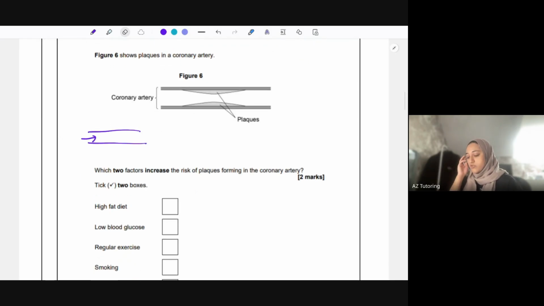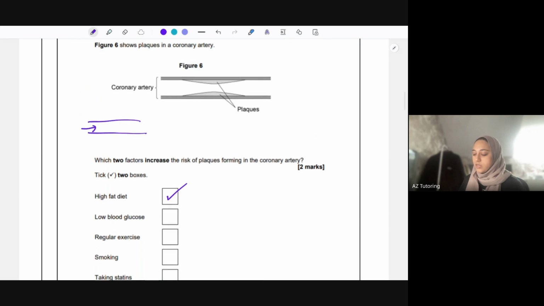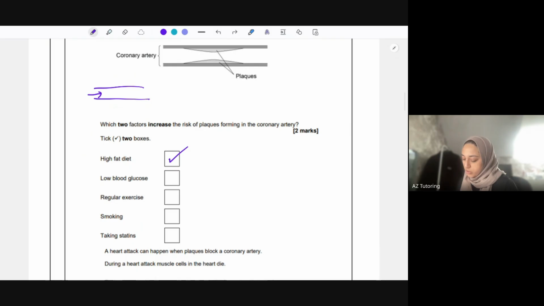It says, which two factors increase the risk of plaque being formed in the coronary artery? Well, a high fat diet definitely increases the risk of plaque. The more fat that you eat, these fatty deposits are going to build up in your arteries, even the coronary arteries in the heart. Not low blood glucose, not regular exercise, because that's good for it. Smoking can cause that plaque as well. Think about a cigarette, it's got that tar inside, all them chemicals which can build up on the heart arteries as well, the sticky substance.